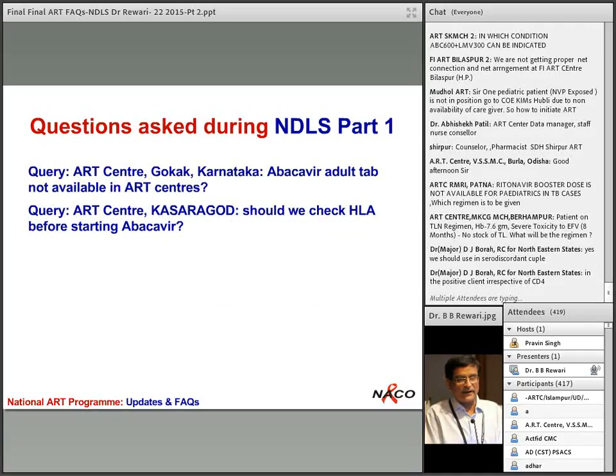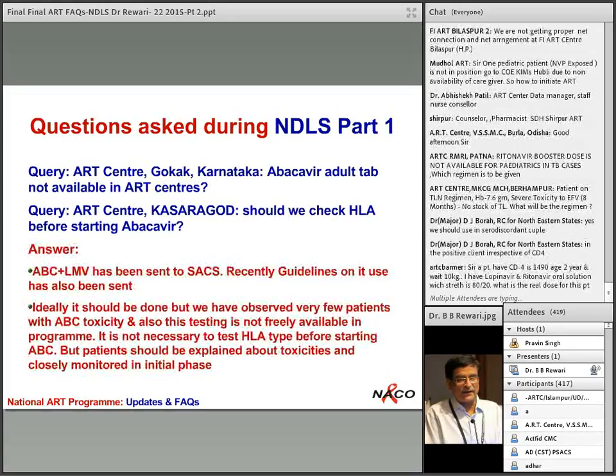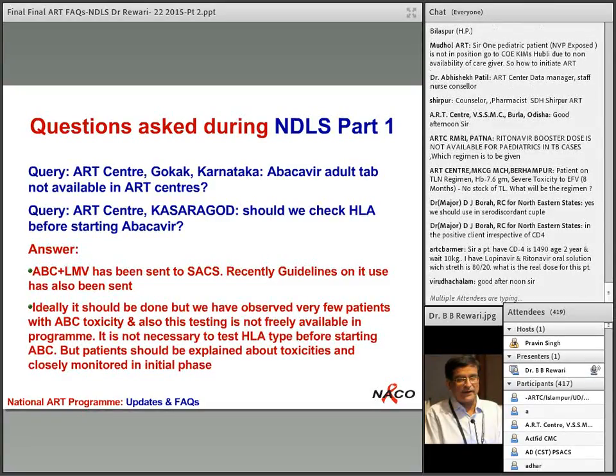Should we check HLA before starting abacavir? Abacavir adult is not available in ART center. This question came earlier also. Abacavir lamivudine has now been sent to SACS. SACS have been given guidance to send it to ART center 2 weeks ago.